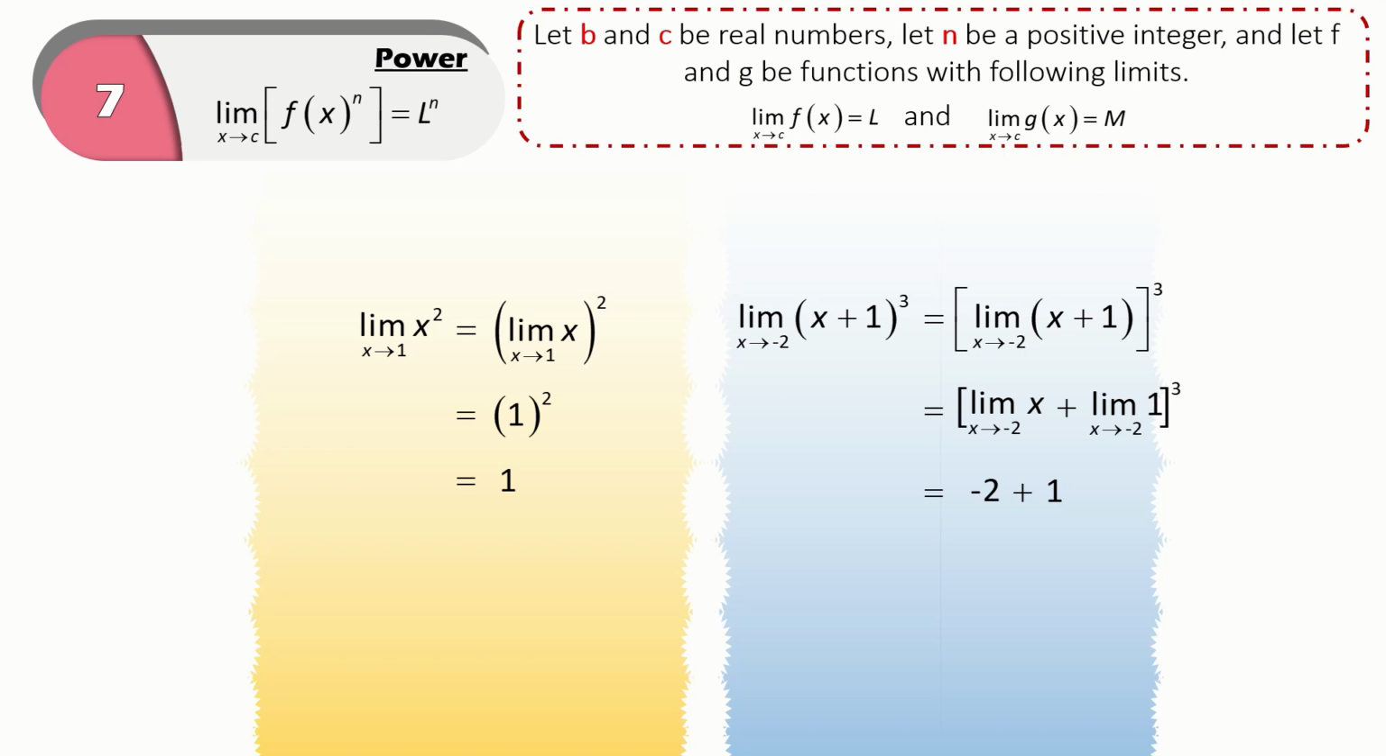Don't forget the power. Simplify. The sum of negative 2 and 1 is negative 1. Lastly, cube of negative 1 is negative 1. Thus, the limit of a cube of the sum of x and 1 as x approaches negative 2 is negative 1. Let's have a little harder example.